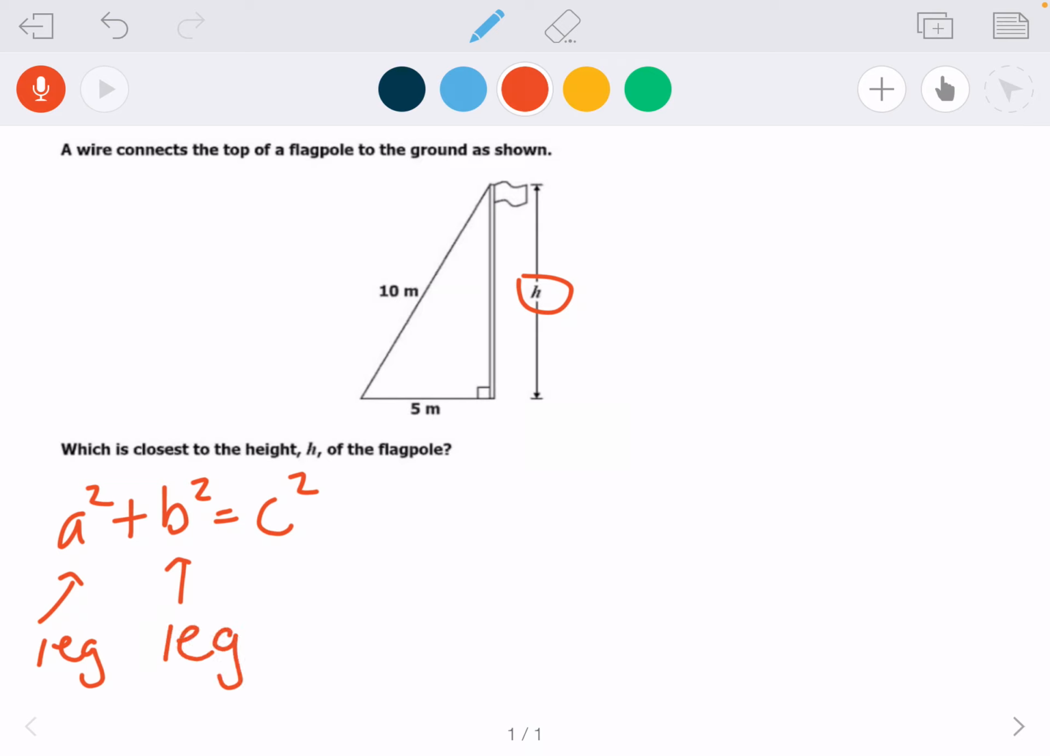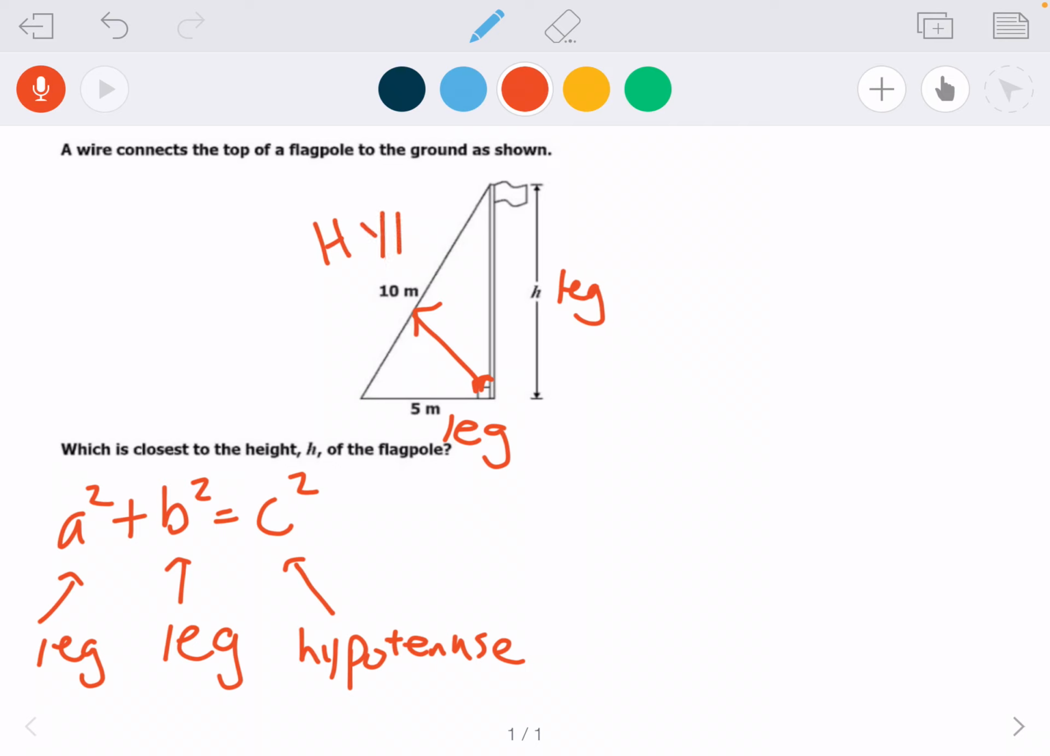These are the legs, and the legs are next to, or adjacent to, the right angle. So here's the right angle. Our 5 meters is a leg, and our H is also a leg. C is the hypotenuse. The hypotenuse is always the longest side, and it's always opposite the right angle. So our right angle is there, and the 10 is opposite the right angle. I'm just going to abbreviate it HYP, that's the hypotenuse.